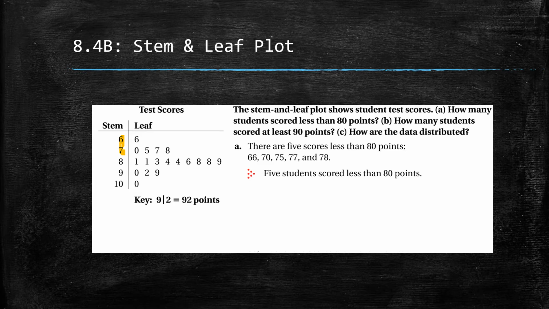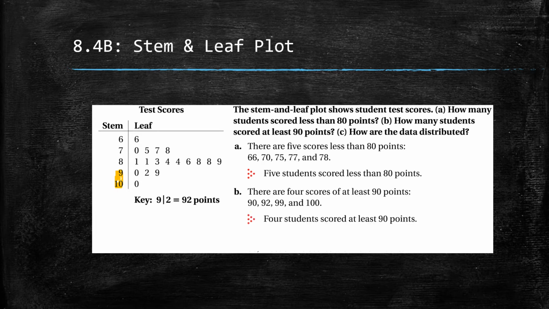For B, how many students scored at least 90 points? So 90 and up would represent that, because at least 90, so it has to be greater than or equal to 90. And I can see that I have 90, 92, 99, and 100. So that is 4 students scored at least a 90.